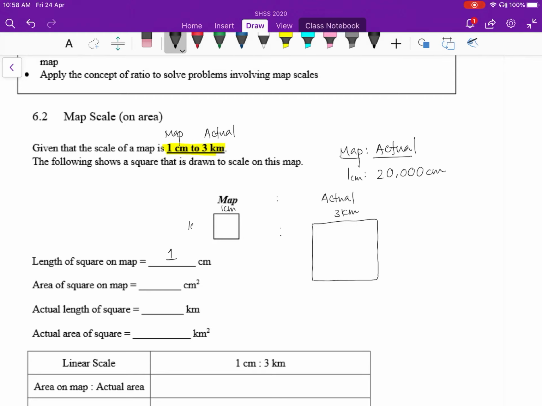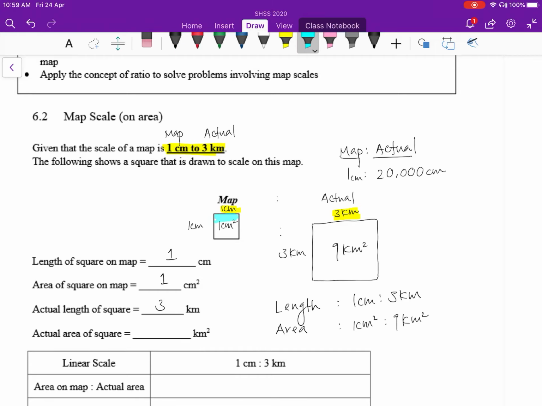Now, length of the square on the map would be 1 cm. If you calculate the area of the square on the map, this is 1 cm, so you get 1 cm square. Actual length of the square is 3 km. If you take a look at the area, it is 9 km square. I'm going to write it up for you. So the length is 1 cm is to 3 km, but the area, if you notice, is 1 cm square is to 9 km square.